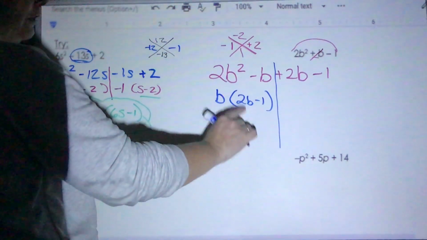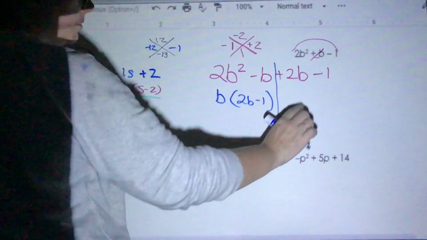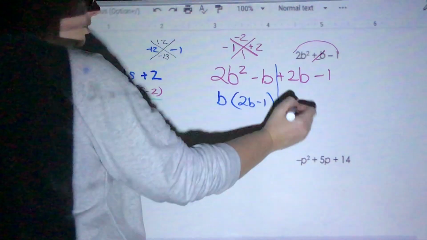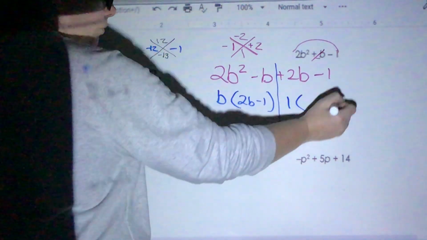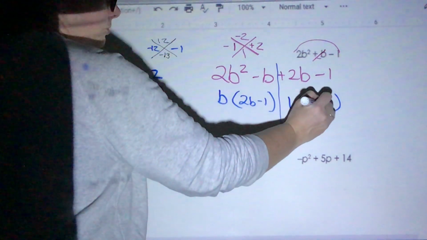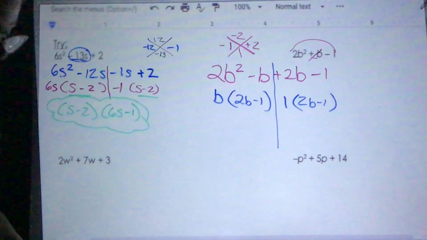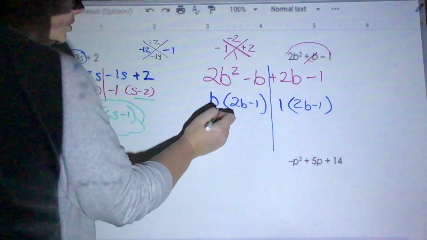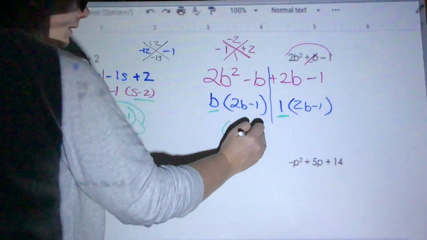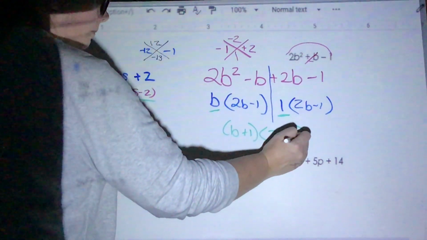If I multiply this out, I would get back to this. On this side, I'm going to take out my GCF, and so 2b and negative 1 have nothing in common. So their GCF is actually just the number 1. That's the only thing that would go into both evenly. So the parentheses would be 2b minus 1. So now to write my solution, the GCFs make up one parenthesis, so I'm going to write b plus 1. And then my other parentheses would be 2b minus 1.